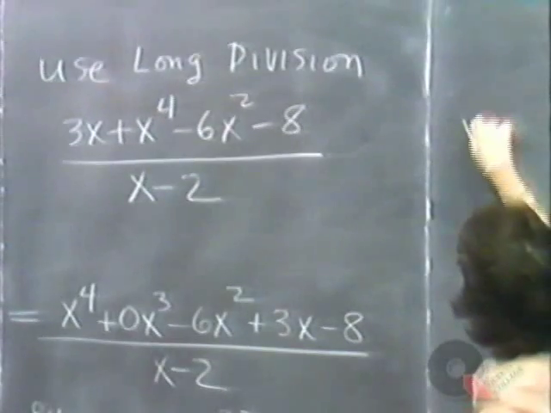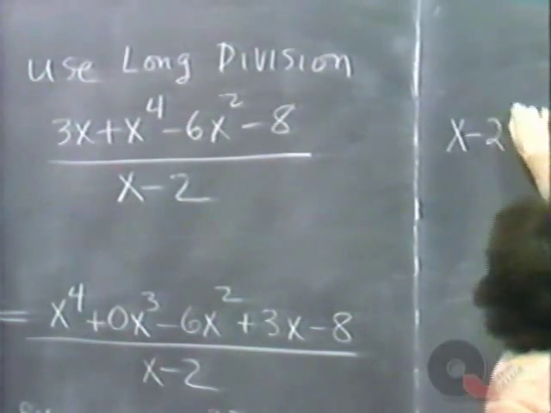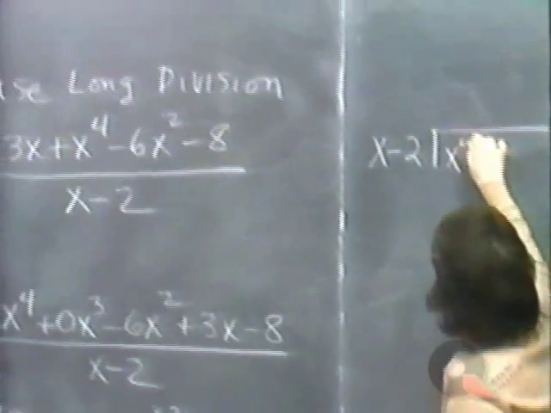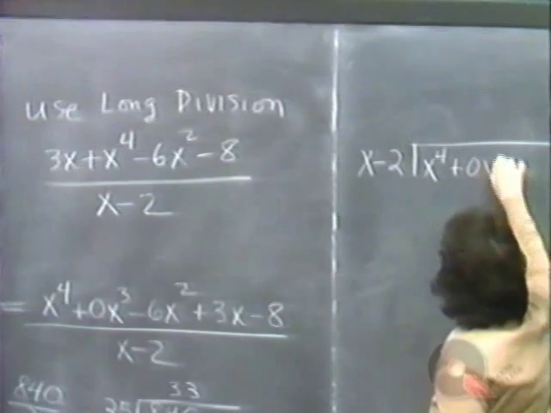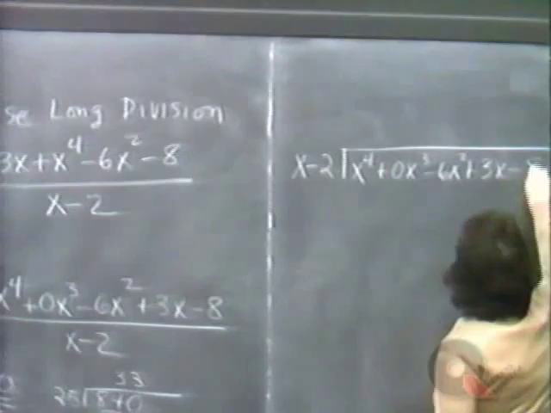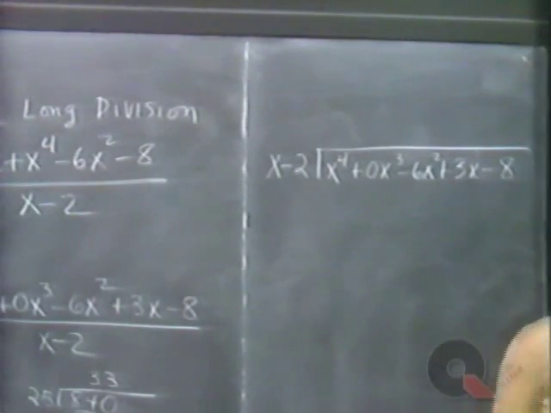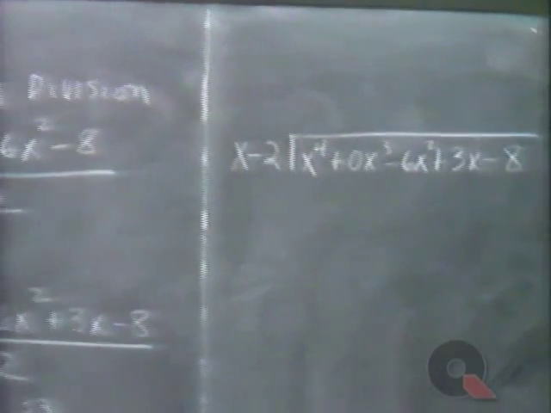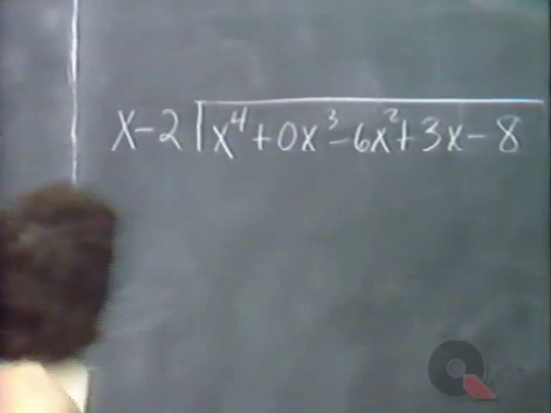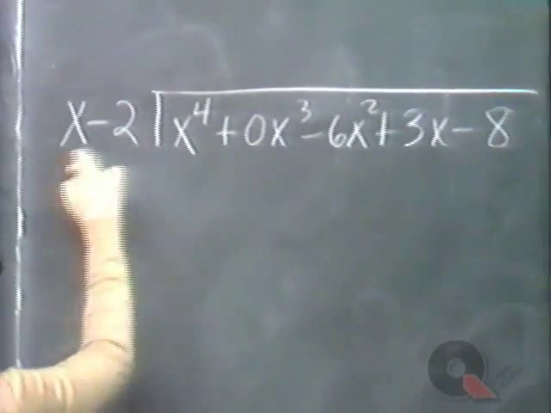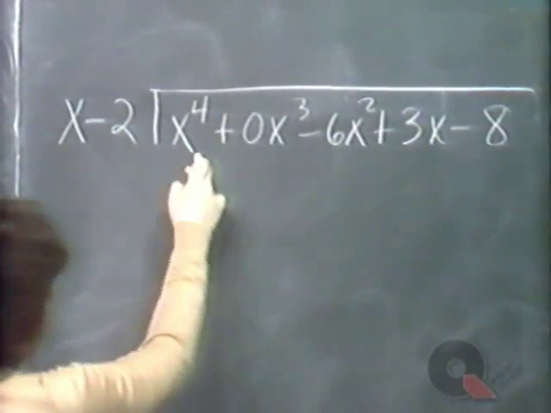Okay, we're going to take x minus 2 into x to the fourth plus 0x cubed minus 6x squared plus 3x minus 8. Okay, we're going to start by saying, how many times does x go into x to the fourth? Goes in x cubed times.